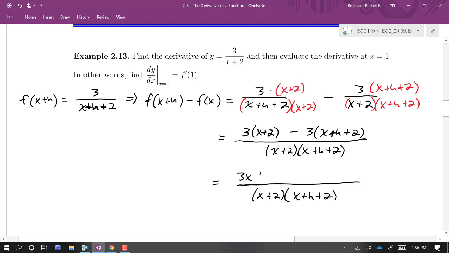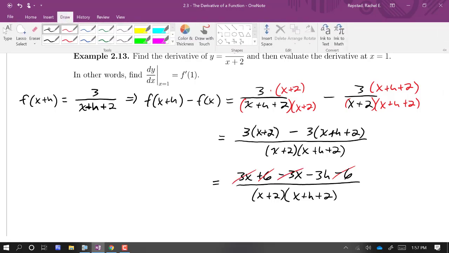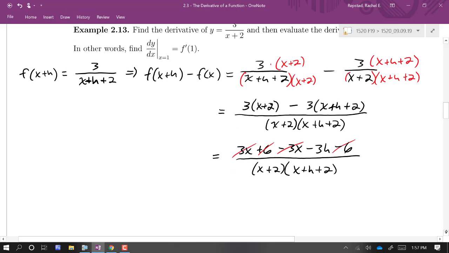So, 3x plus 6 minus 3x minus 3h minus 6. Be careful with your signs. We do get some canceling to happen here. I have a plus 6 and a minus 6. I've got a plus 3x and a minus 3x. So the only thing we have going on up top now is a negative 3h. And this is about as simplified as we're going to make this expression.